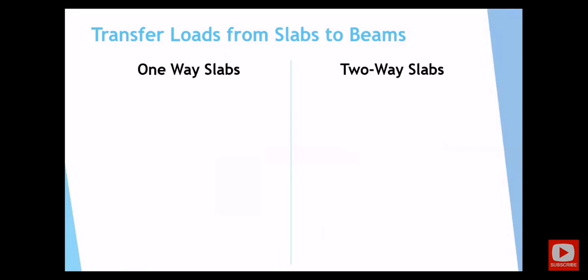To find the loads, beams are usually supporting different types of loads: loads from the slabs, loads from walls, and the self weight of the beam itself. So the first thing is the load from slabs. We have two different types of slabs, as we know. One-way slabs, when Ly, the long side, divided by the short side is greater than 2. In this case, it is easy to transfer the load because for one-way slabs, we assume that the load will be transferred only in the short direction.